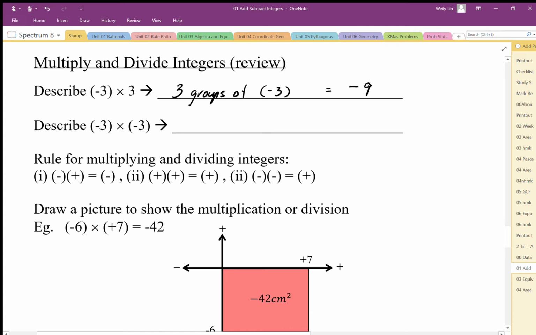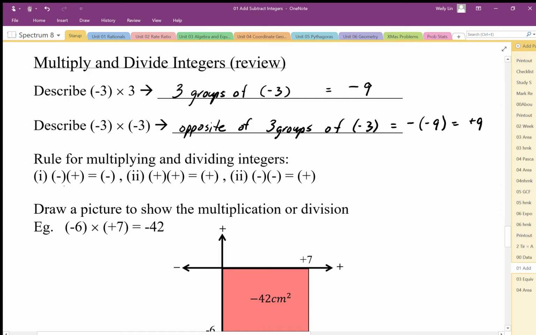But when I have negative 3 times negative 3, basically I have negative 3 groups of negative 3, or the opposite of 3 groups of negative 3. So if I have 3 groups of negative 3, that's negative 9. So that's going to be the opposite of negative 9, which is positive 9. Okay, so we can think of the negative as an opposite.